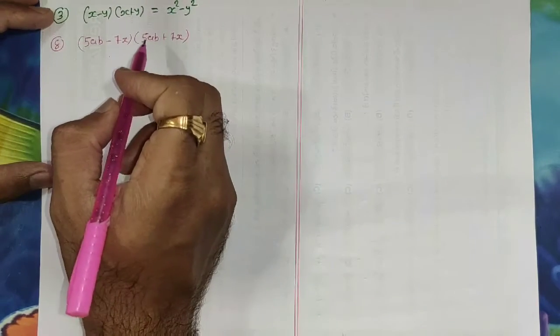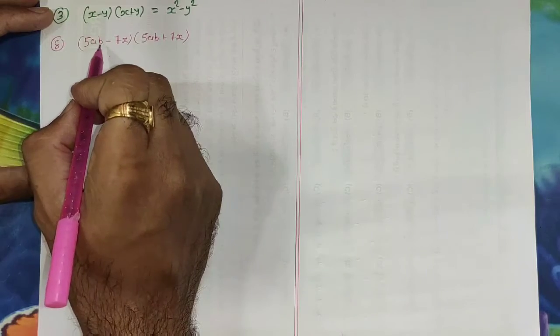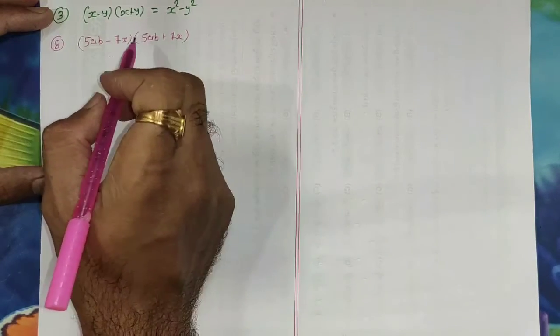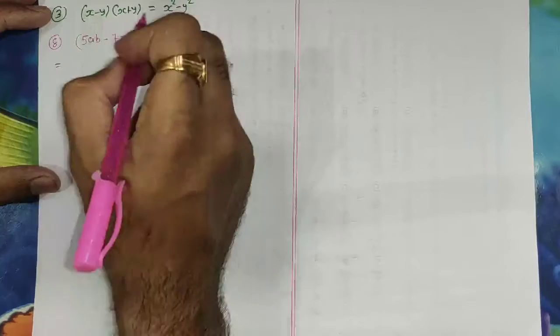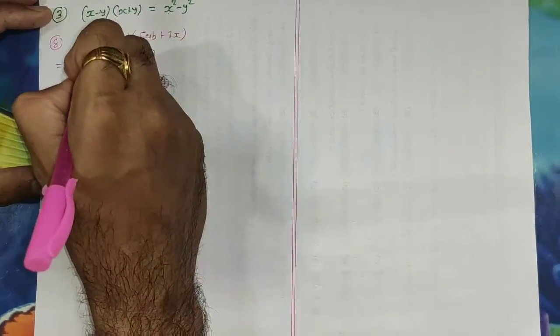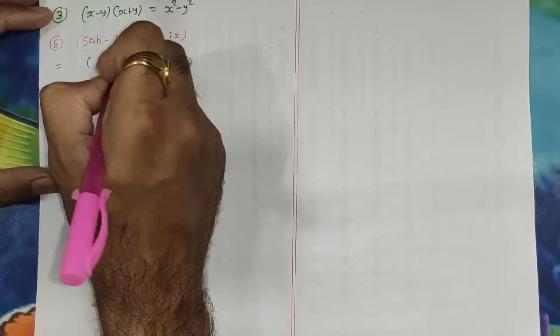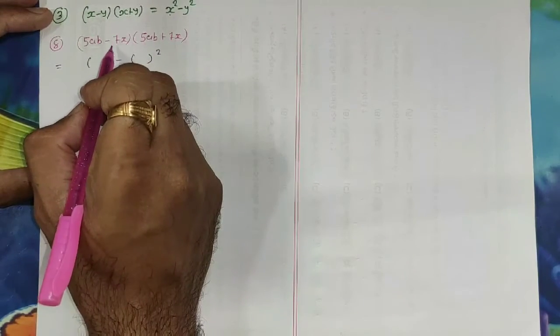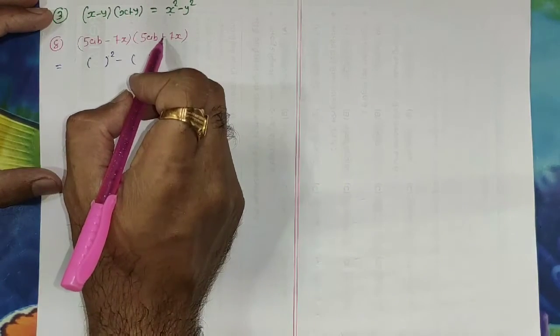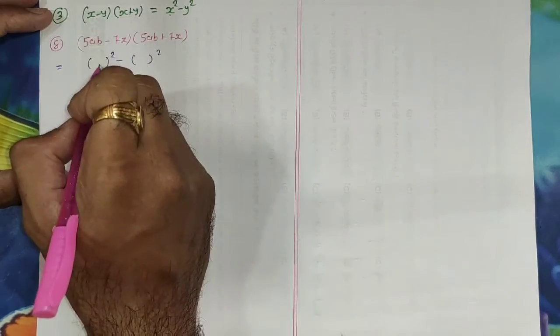So here binomial with binomial is there. You can also perform the expansion by using the binomial into binomial method, but here you have to perform the expansion by using identity only. So this expansion is nothing but the first term square minus second term square. Both terms are equal. In the first bracket minus sign is there, in the second bracket plus sign is there. So it's the first term square minus second term square expansion.